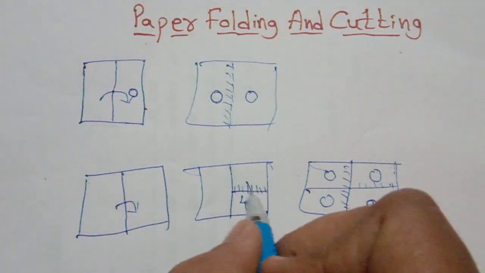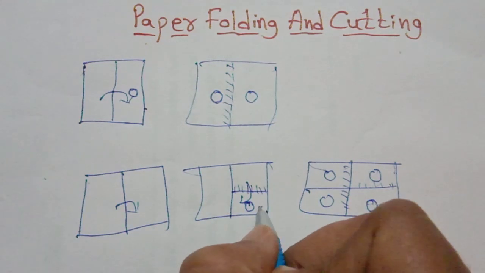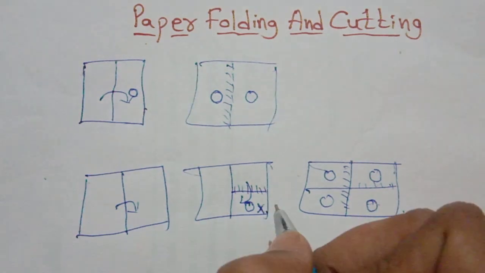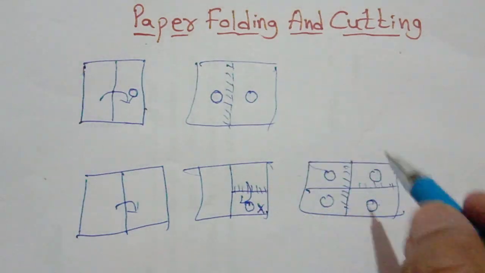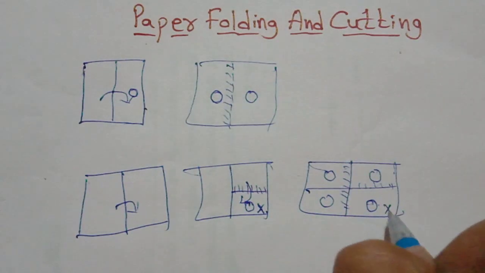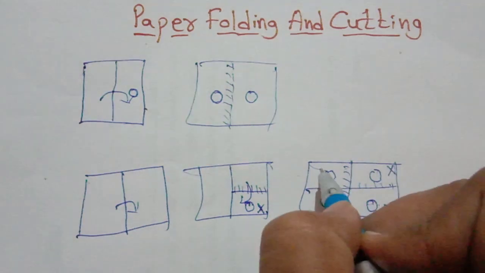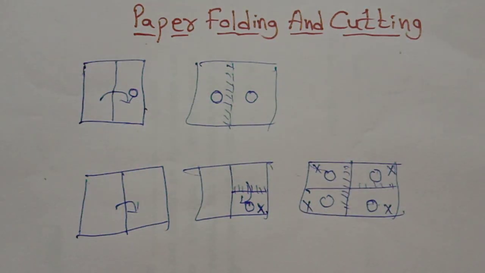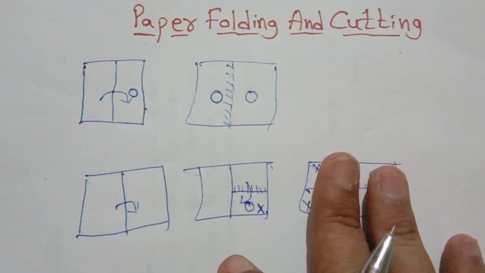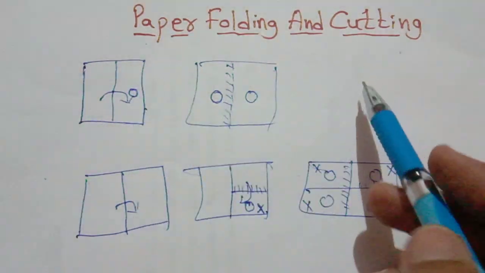What will happen if they give an X here? You can guess, same process. If it is an X here, again an X will come here, and so on, in all 4 sides. Okay, students, this is how to understand this one. They may give a circle, they may give a triangle.